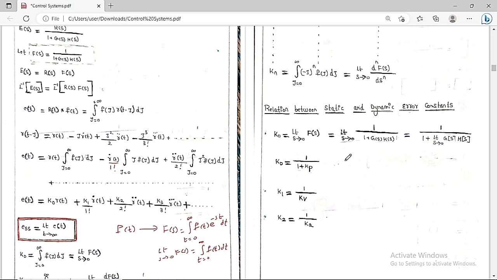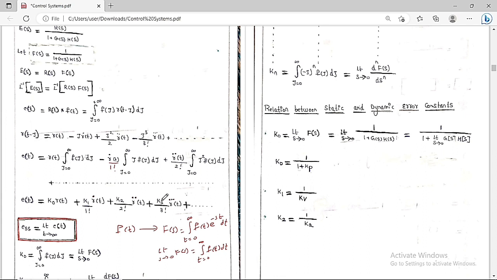So this is the basic relation between the static error constants as well as the dynamic error constants. So k0 is equal to 1 by 1 plus kp, k1 is equal to 1 by kv, and k2 is equal to 1 by ka.